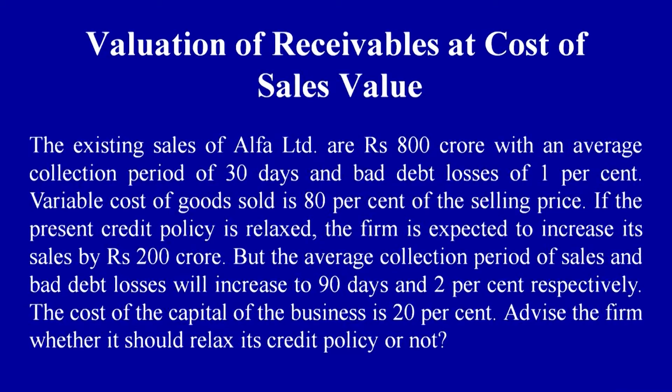The existing sales of Alpha Limited are 800 crores, with an average collection period of 30 days and bad debt losses of 1%. Variable cost of goods sold is 80% of the selling price. If the present policy is relaxed, the firm is expected to increase its sales by 200 crores. It means the firm is selling worth rupees 800 crore with an average collection period of 30 days, bad debt losses of 1%, and variable cost of 80% of the selling price.